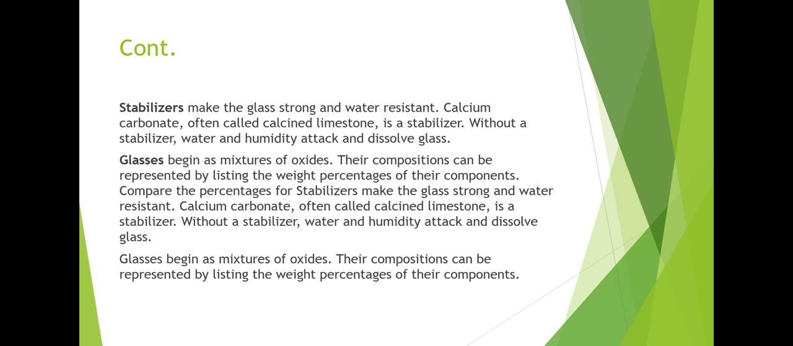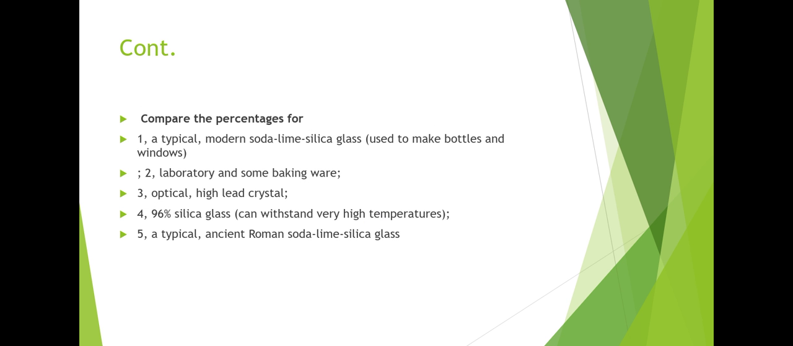Glasses begin as a mixture of oxides. Their composition can be represented by listing the weight percentage of their components. Compare the percentages for a typical modern soda lime silica glass used to make bottles and windows, laboratory and some bakeware, optical lead crystal, 96% silica glass, and a typical ancient Roman soda lime silica glass.